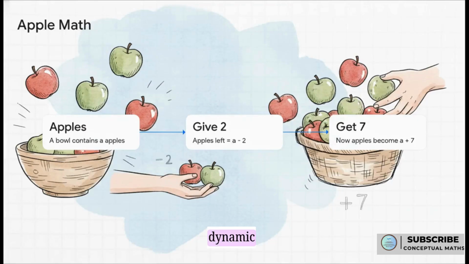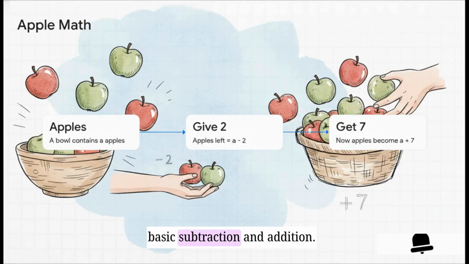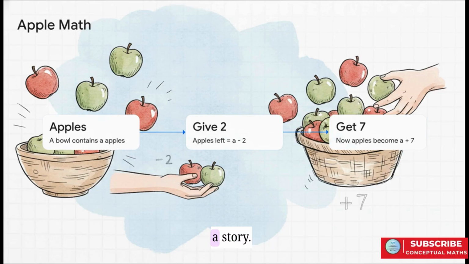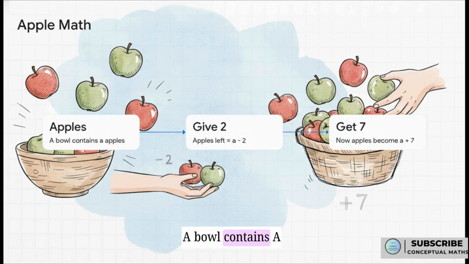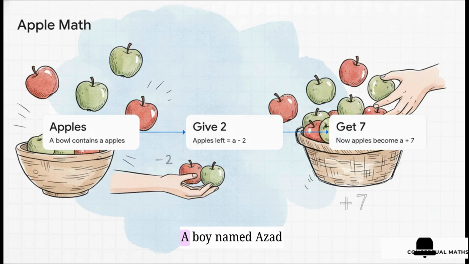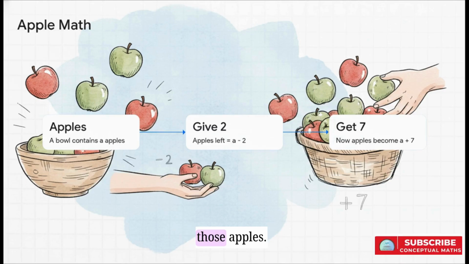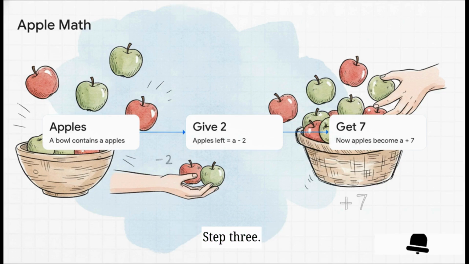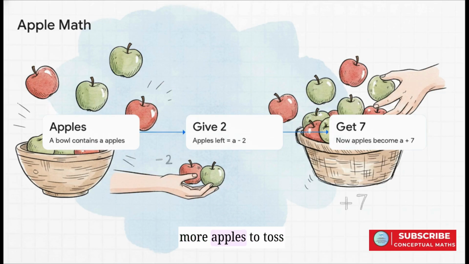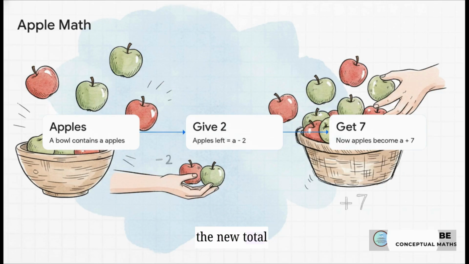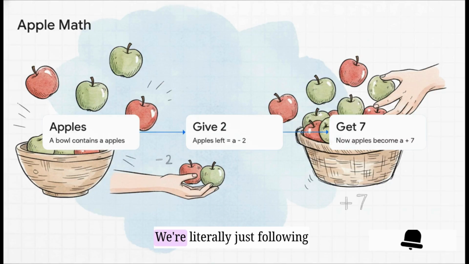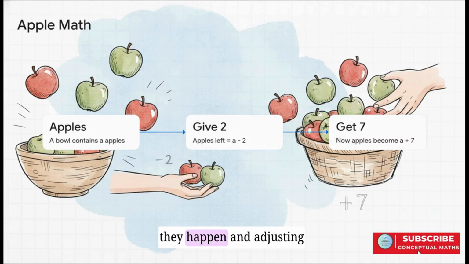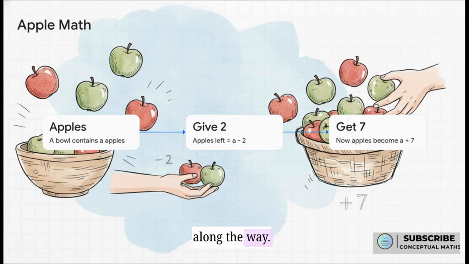We can even track dynamic changes over time using basic subtraction and addition. It's kind of like following a story. Step 1. A bowl contains a apples. Step 2. A boy named Azad gives away 2 of those apples. So our expression for the apples left in the bowl is simply a minus 2. But wait, the story continues. Step 3. Azad receives 7 more apples to toss into his bowl. Now, ignoring the ones he gave away earlier, the new total of apples becomes a plus 7. We're literally just following the events as they happen and adjusting our handy placeholder along the way.